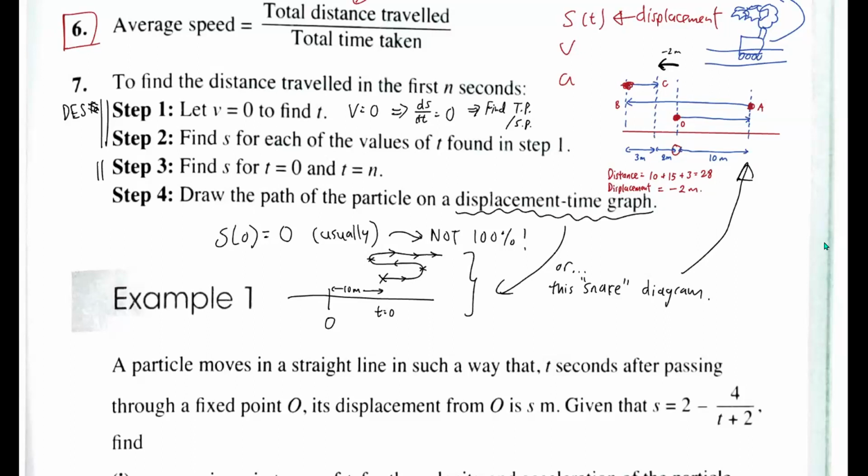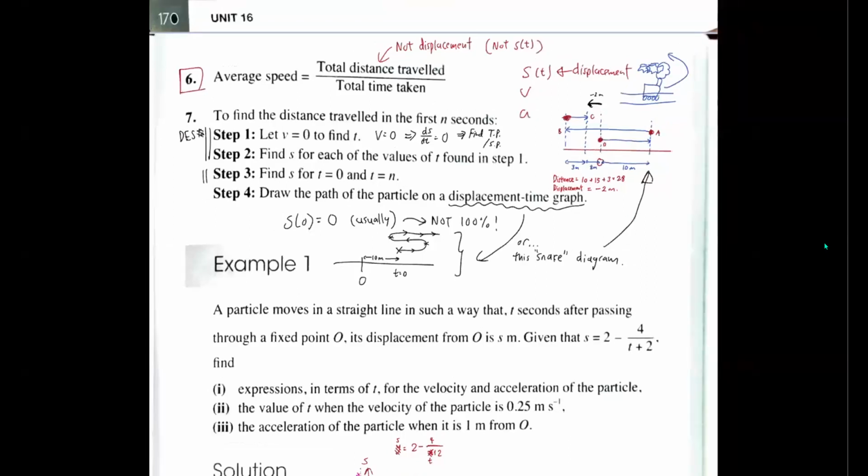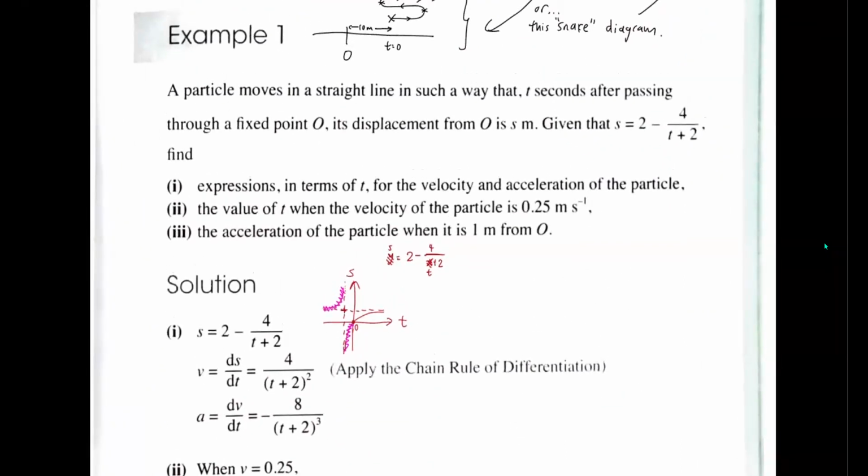Very good. Now let's go through examples. Example 1: a particle moves in a straight line in such a way that t seconds after passing through a fixed point O, its displacement from O is s meters. Given that s equals 2 minus 4 over t plus 2, find part 1: expressions in terms of t for the velocity and acceleration of the particle.